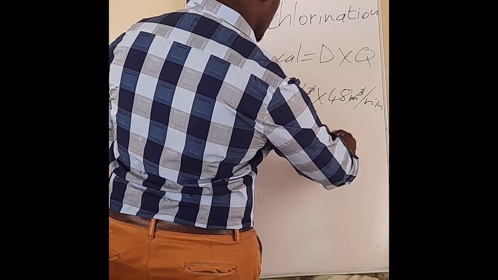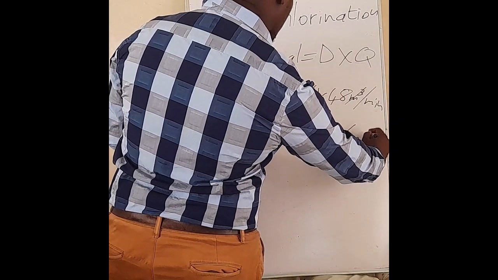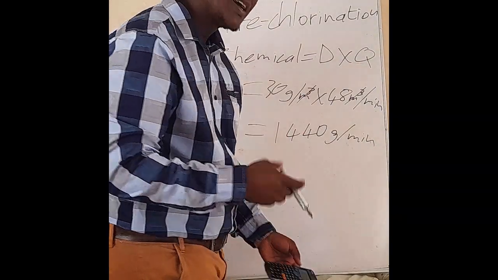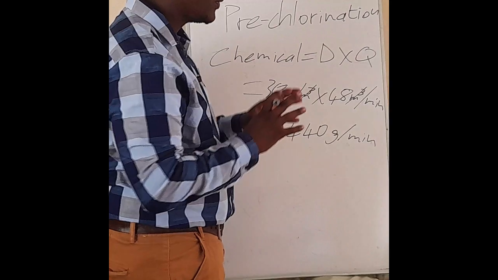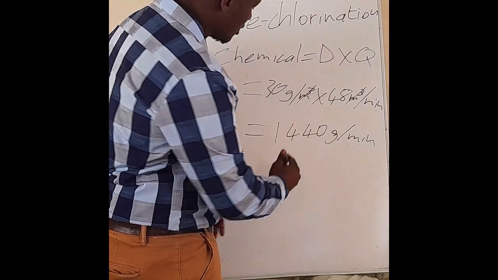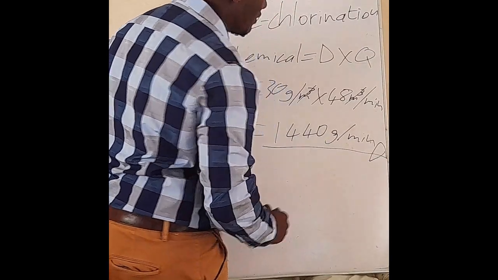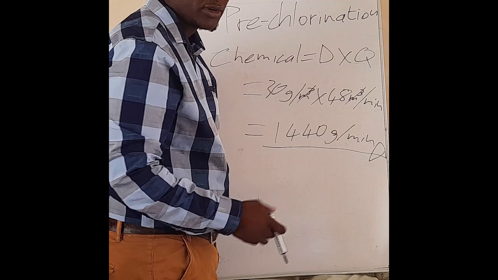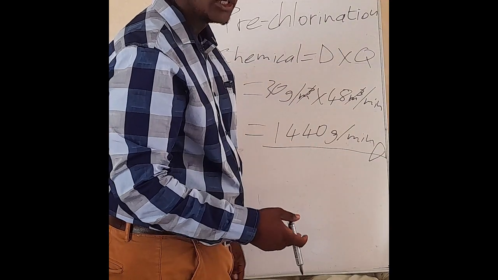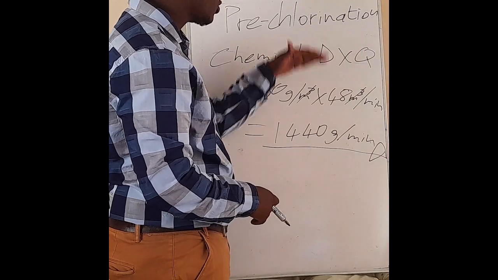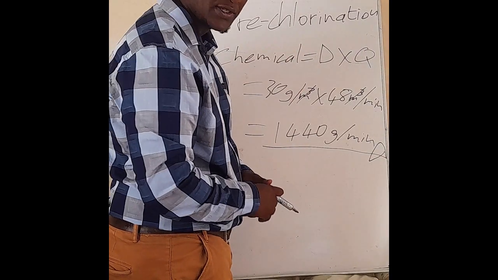1,440 grams per minute. Okay, so basically the device that you'll be using in order to feed this chemical into the water, okay, you need to set it to that. Okay, for every minute you need to be basically feeding 1,440 grams of chlorine into your flow, basically into water, in order for the chlorine to work at its best.